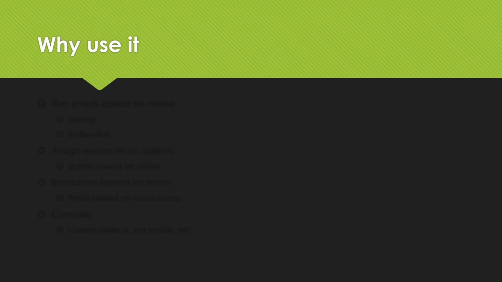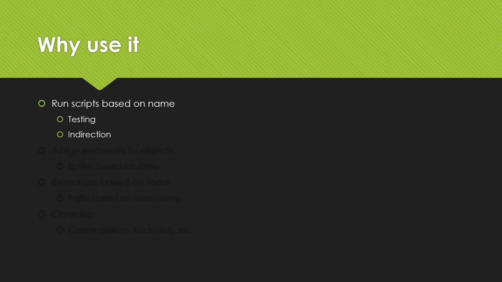So why would you use it? It seems like you can already do pretty much everything you would want without reflection. But it allows you to run scripts based on name, which is great for testing. For example, you may have a series of scripts that start with the name test, for example, test area, test player functions, and so on. And you may want to run those automatically without having to explicitly say in your code, run all the testing methods.